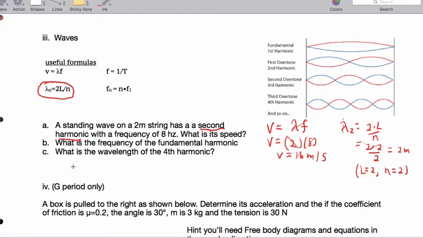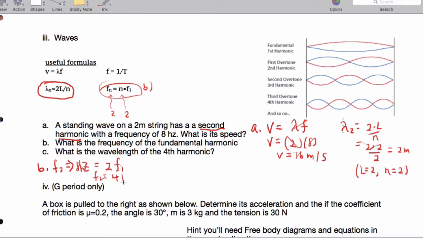So for B, we want to know the frequency of the fundamental harmonic. All right, so this is all part A. For part B, well, we know that f2 from above is 8 hertz, which is 2 times f1, because I'm using the formula fn is n times f1. So this is 2, and that's going to be 2 right there. And this is for part B. So when I actually solve for f1, f1 ends up being 4 hertz.